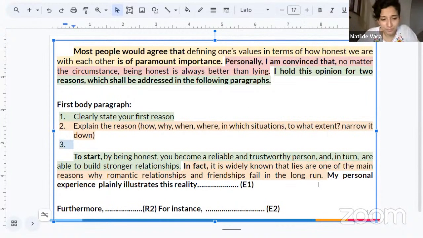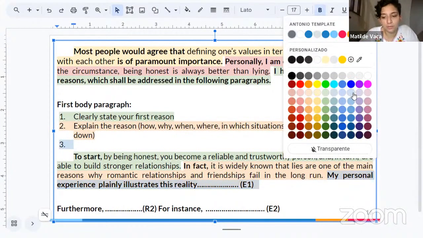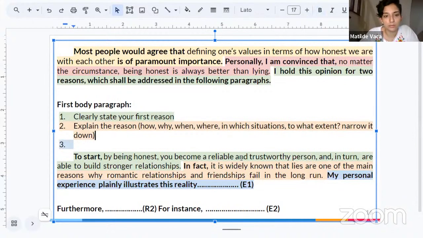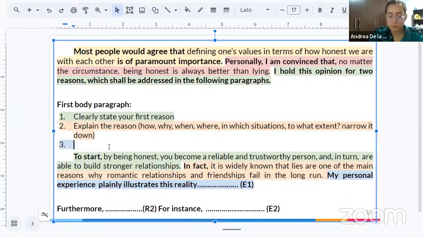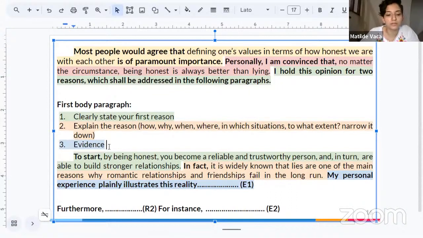Yes, so, well, we explained the reason, and after that, we go directly to the personal experience, right? That would be the third step. Exactly. And that should be connected with the previous one. I mean, we should explain something related to this romantic relationships or friendship. Yes. Or to be related. Okay. Sure. So yes, exactly.